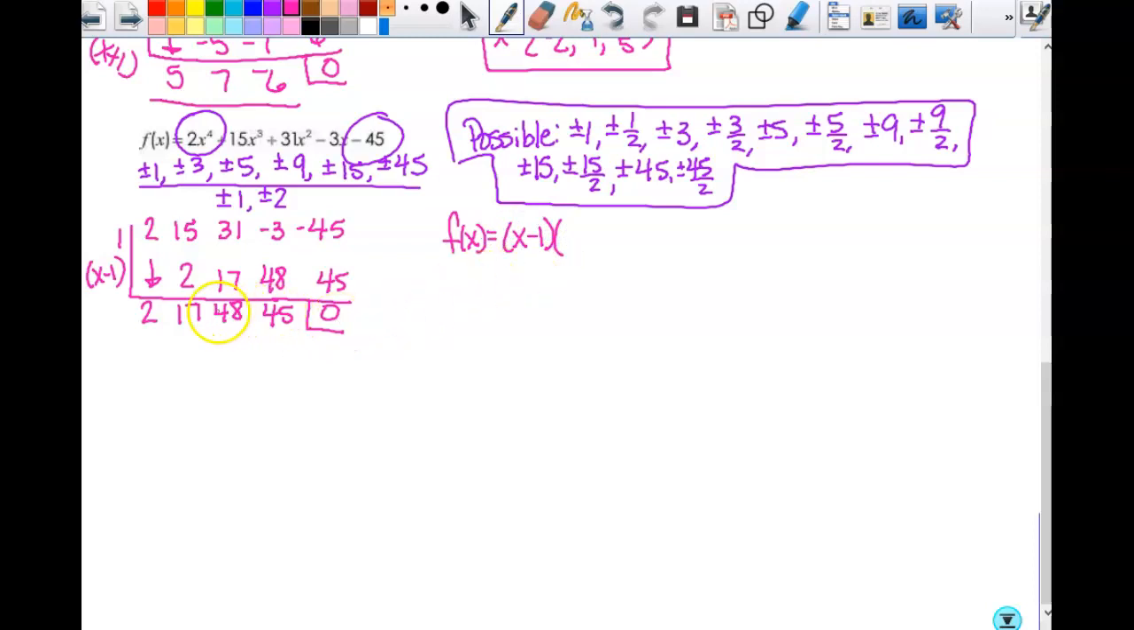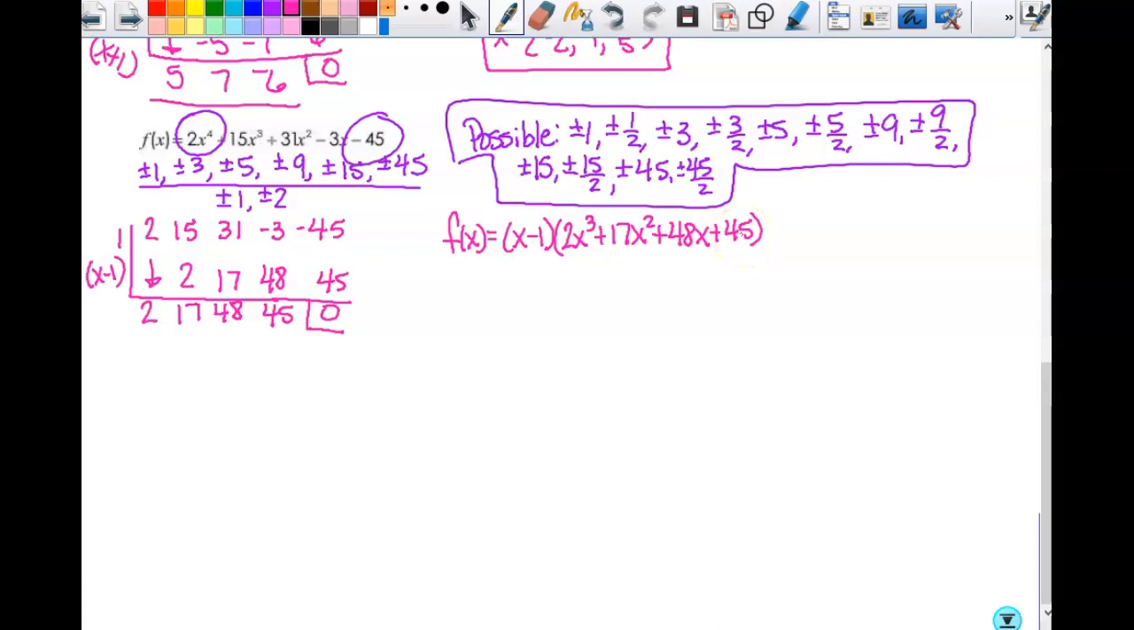Then I'm left with this. It's 1, 2, 3, 4 terms, which means that it's a cubic. So I get 2x cubed plus 17x squared plus 48x plus 45. All right, so can I factor that by grouping? And the answer to that is no, because the only thing I can factor out of here is an x squared, so that'd leave me with 2x plus 17. So if I factored a 2 out of here to get the 2, I can't factor 2 out of there. So grouping isn't going to work.